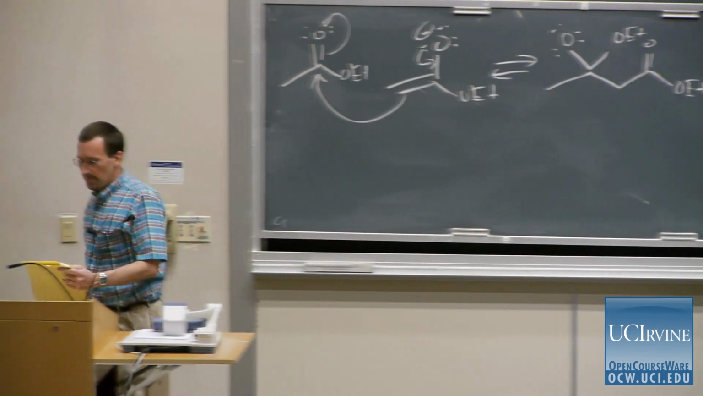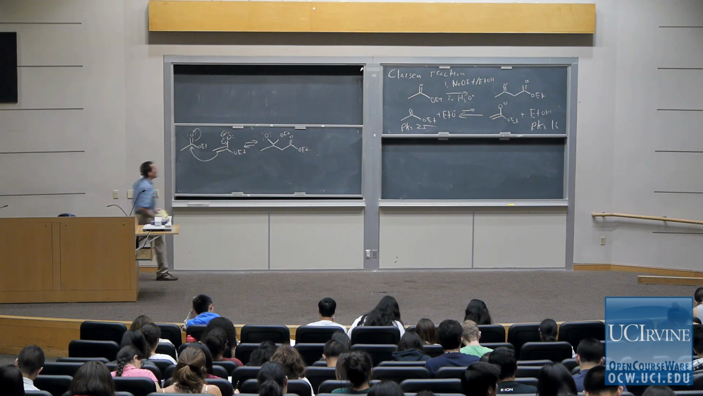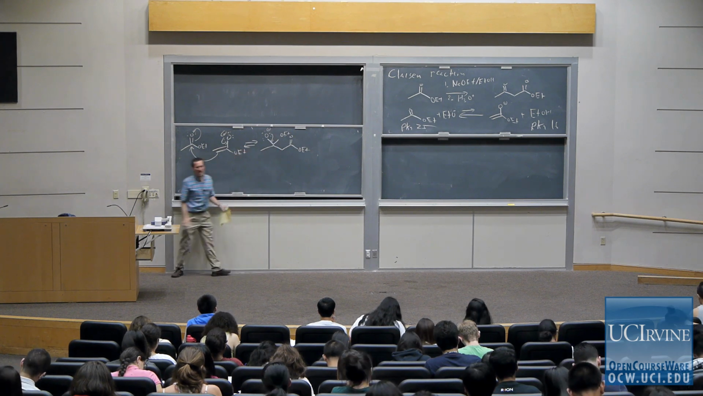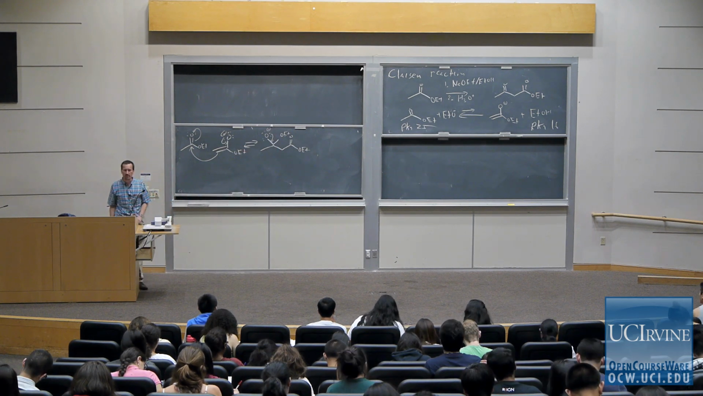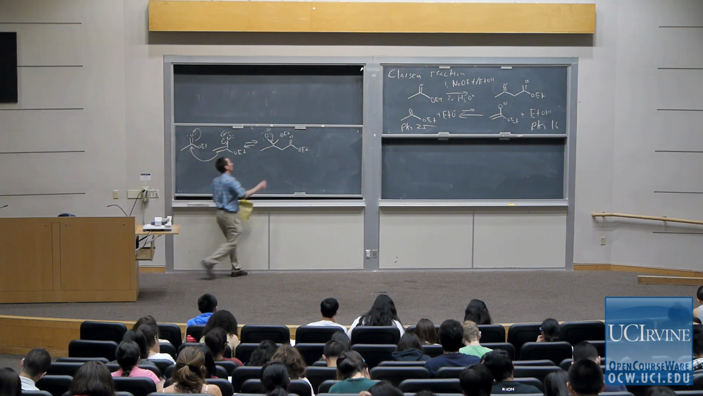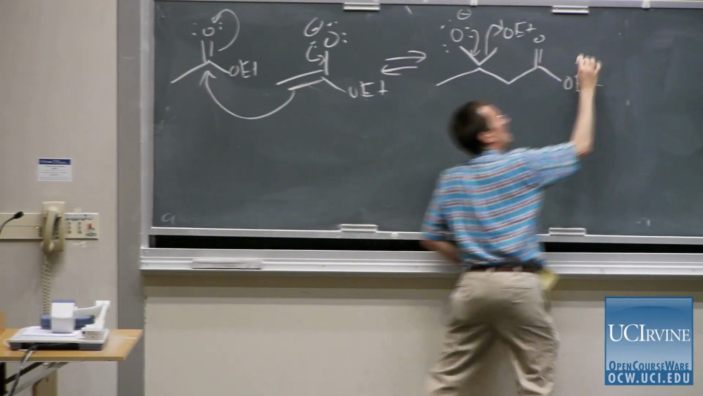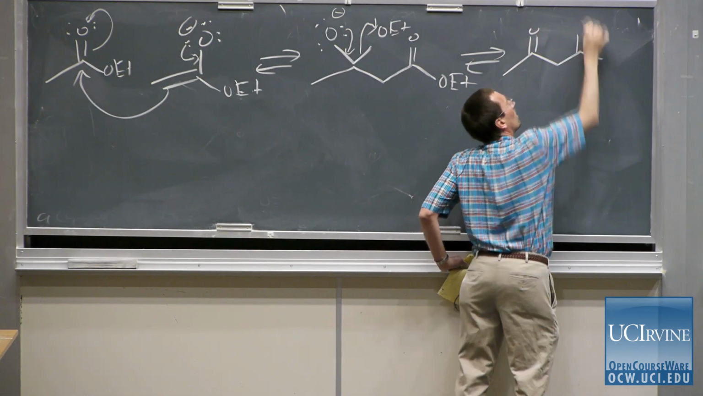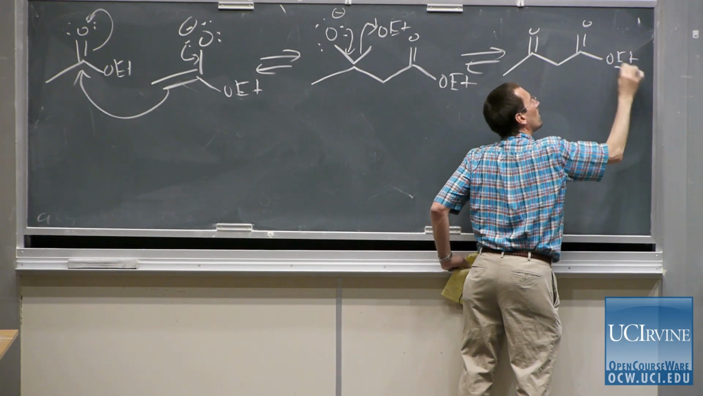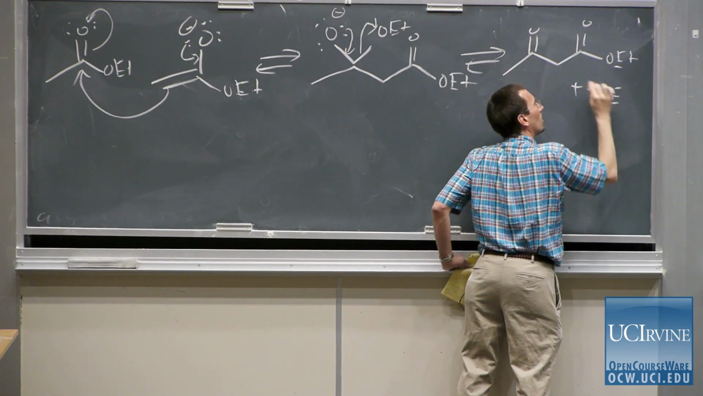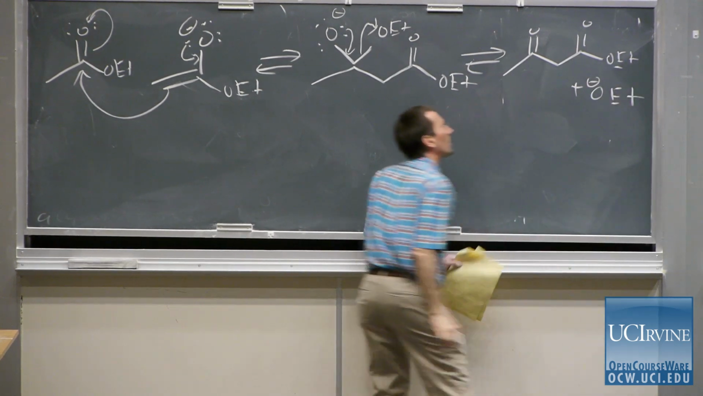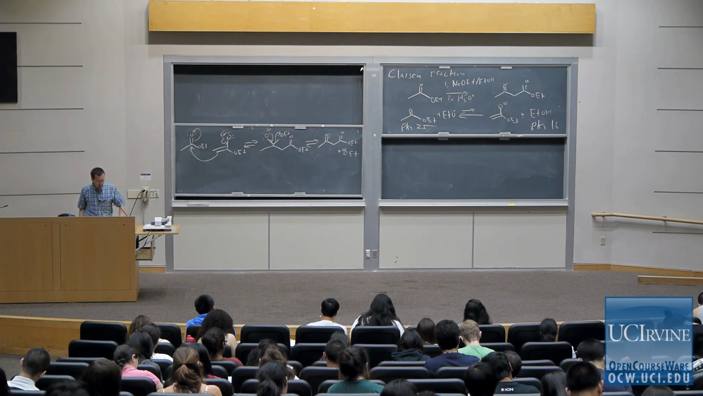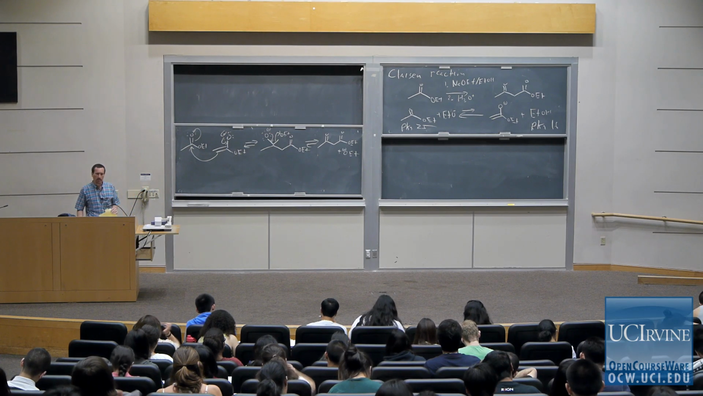Remember, tetrahedral intermediates aren't stable. They break down. Our oxygen kicks back in. The carbon-oxygen double bond is very strong. We can expel a leaving group. Ethoxide leaves. We get our product. Well, kind of, sort of.